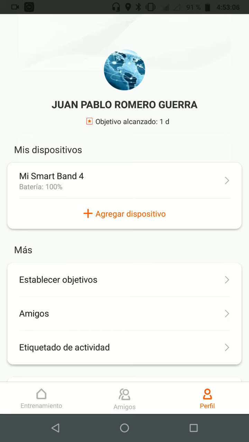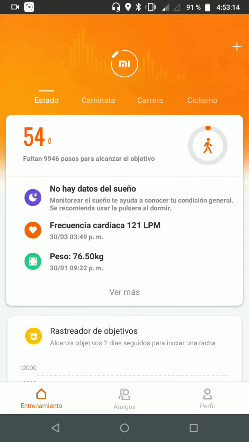Okay, now we go to the lower left section called training, in which we can find different information related to our weight and heart rate. It should be clarified that this data of heart rate, weight, and height is entered into the app when we create our profile.